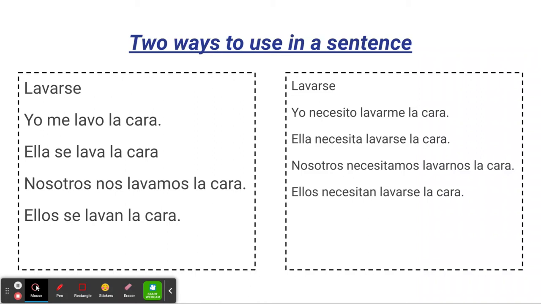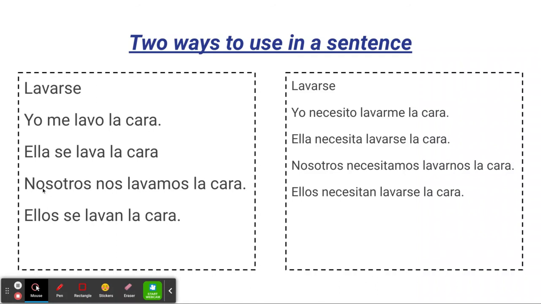Okay? Then we have the next one. Ella se lava la cara. Again, we start off with the infinitive lavarse, right? We identify in this sentence that the subject is ella. So, third person singular, we conjugate our verb, lava, and then we use the appropriate pronoun. Ella se lava la cara. I apologize, I didn't put a period at the end.